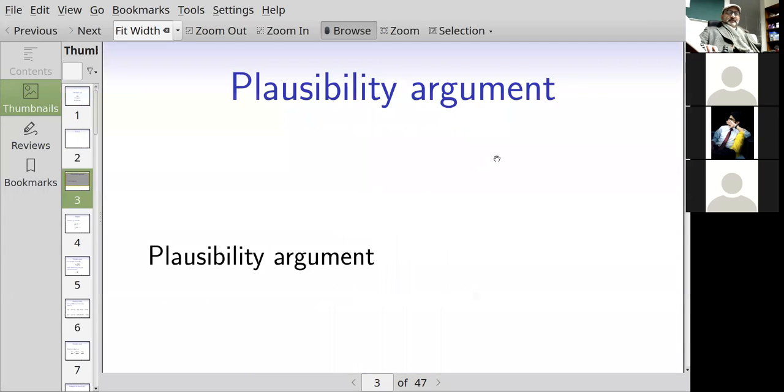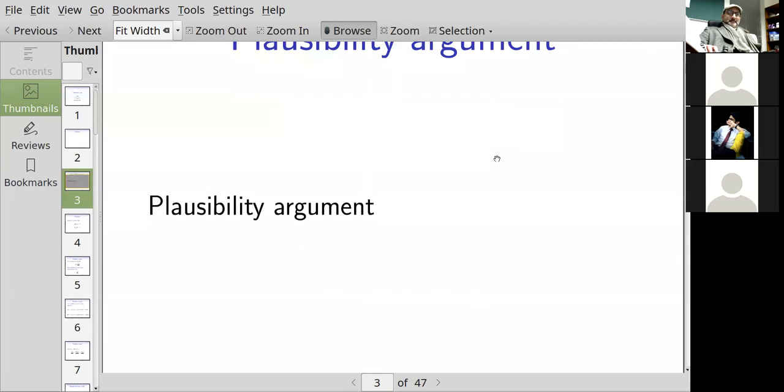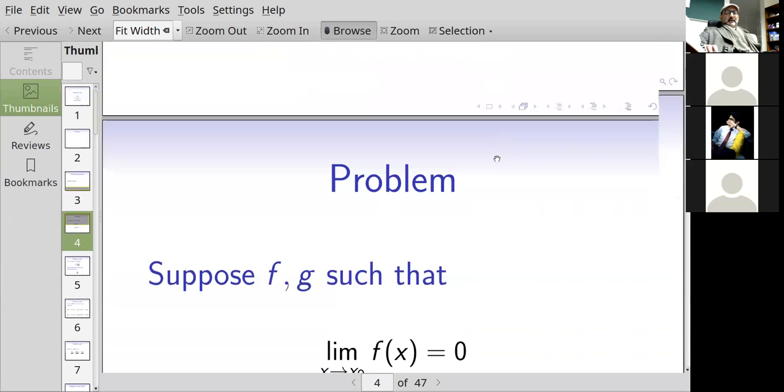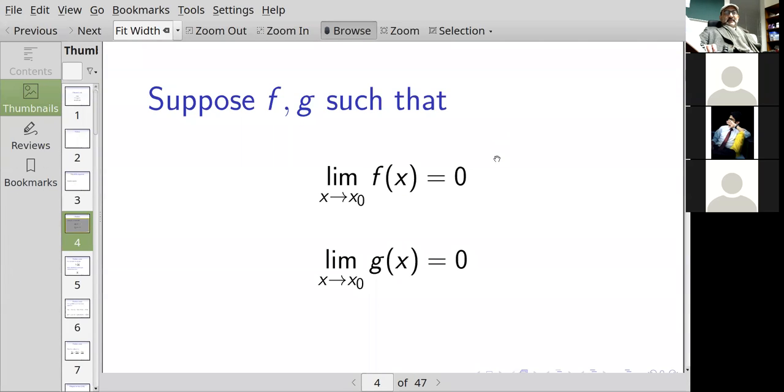Okay, so first I'm going to give you a plausibility argument for the rule. It's not really a proof, but at least maybe it makes it a bit more believable. So here's a problem. Supposing that I have a function f and a function g, and in the limit f of x goes to 0 as x goes to x naught, and g of x goes to 0 as x gets very, very close to x naught.